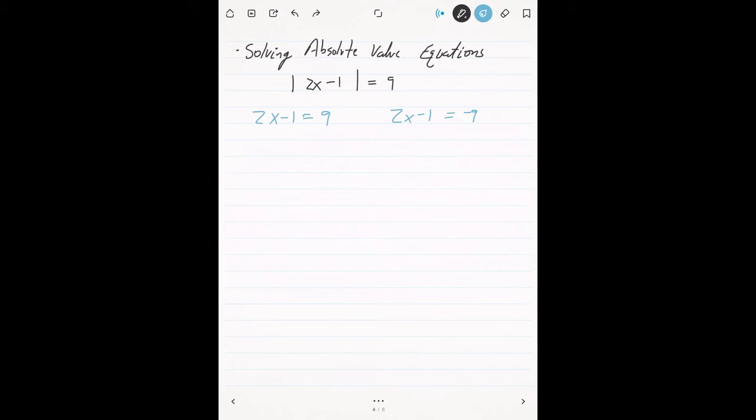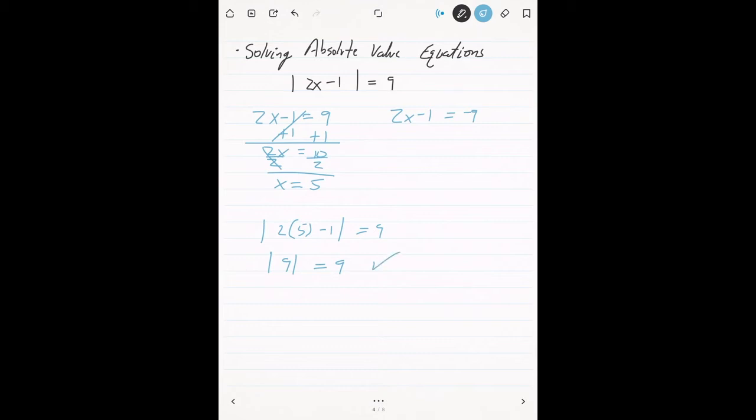So first up, let's solve this first equation where 2x minus 1, we're going to pretend it's equal to 9. So we can add 1 to both sides. We can say 2x is equal to 10. If we divide by 2 on both sides, we get x is equal to 5. So if we plugged in the value 5, we would get 2 times 5 is 10, and 10 minus 1, that's just 9. So we'd be taking the absolute value of 9, and that would in fact give us 9, so that's true.